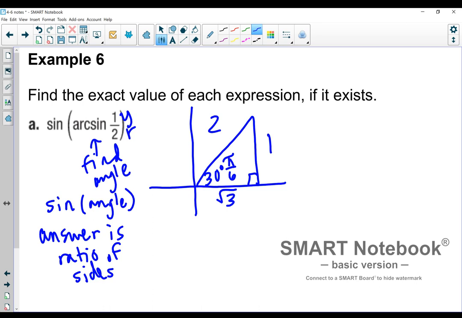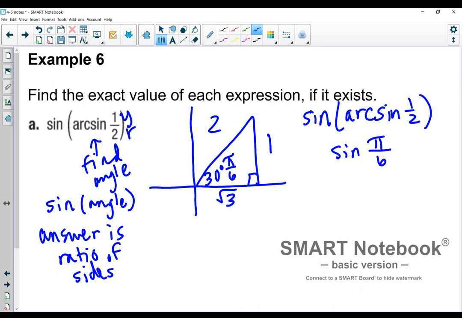So that means my next step, maybe I'll put this over here on the right where I can actually have some space now. I can replace all this stuff in the parentheses with pi over 6. And now when I go to do the sine of pi over 6, I would draw that triangle at pi over 6 degrees on my unit circle, but I already have the triangle and my sine is my y over r. So that would just be 1/2.